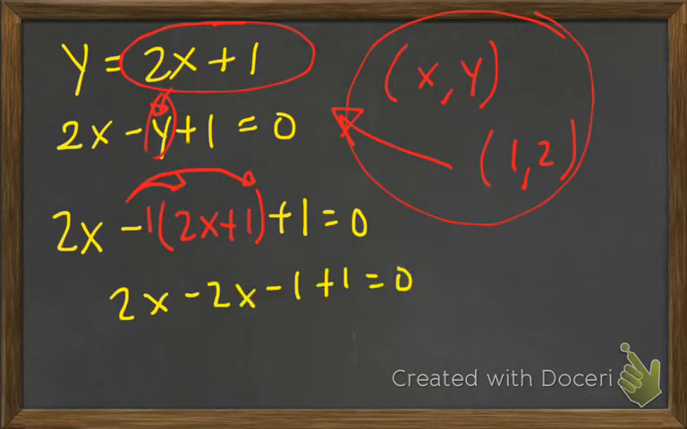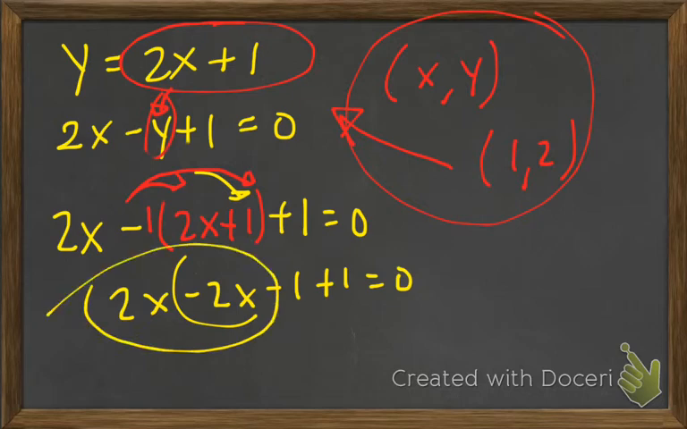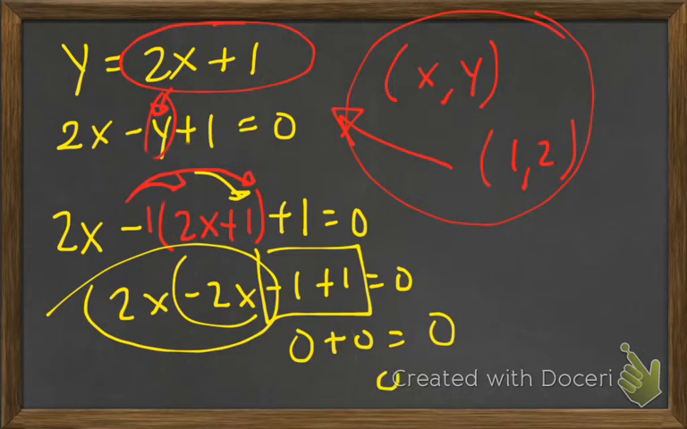So I get a minus 2x and a minus 1 plus 1. So let's see what happens. 2x minus 2x is 0. Negative 1 plus 1 is 0. And is 0 equal to 0? Sure is. 0 equals 0. Is that a true statement?